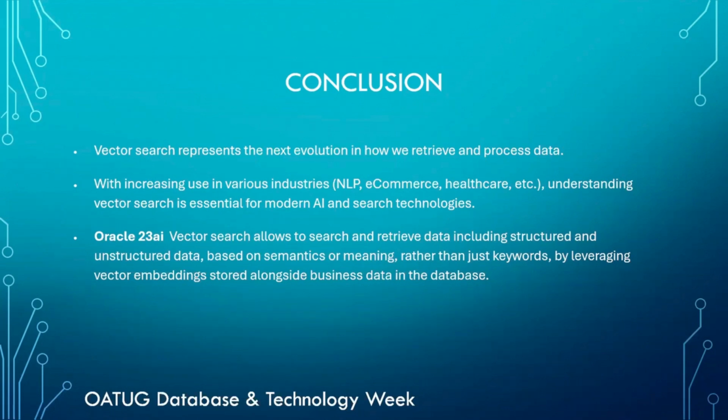So, as you know, vector search represents the next revolution in retrieving your data for your business needs. And it's going to be used definitely in coming years. It's going to be used heavily across all platforms and applications. And it can allow you to search and retrieve data, including structured and unstructured data, based on the semantics or meaning of the data with the RAG, rather than just keywords. It can embed the vectors and store them alongside your business data in the database, which makes you powerful.